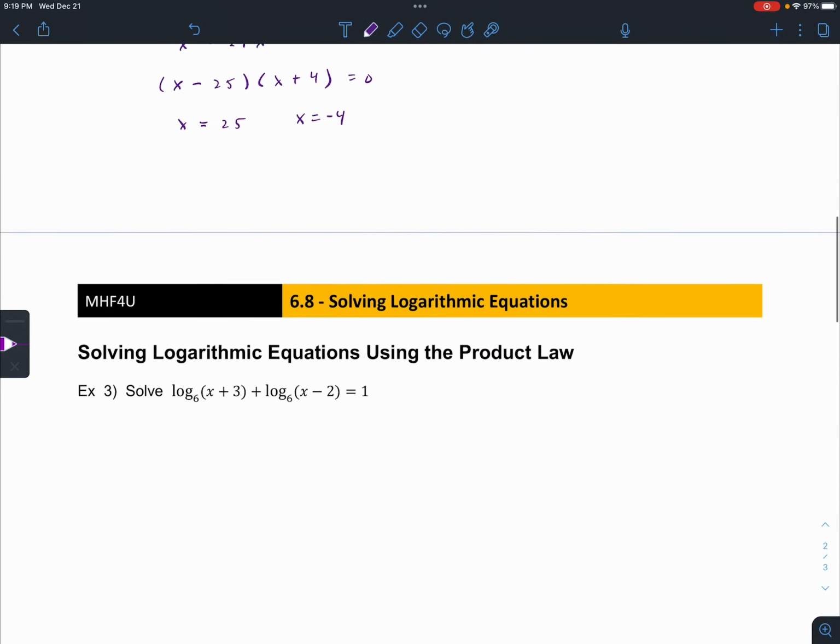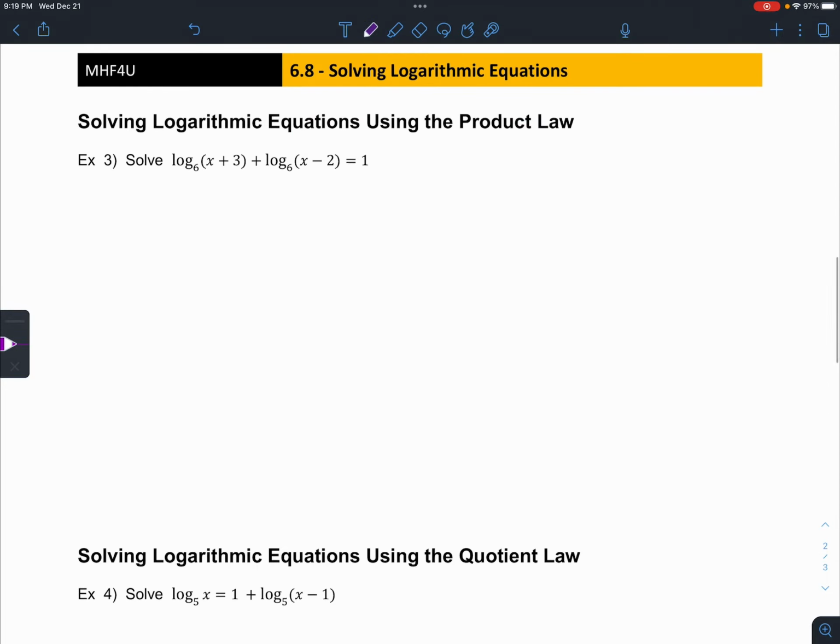All right, looking at example 3 now. We would want to use the product law. So we would get log to the base 6 of x plus 3 multiplied by x minus 2. That's going to equal 1. Now we would want to convert to exponential form. Now you could also expand first. So this is just 6 to the 1, or 6.